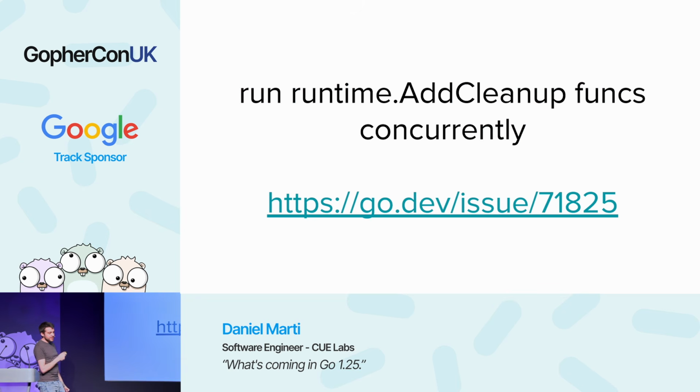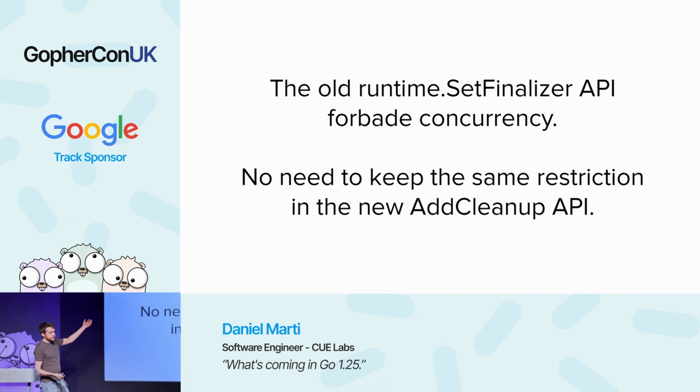Runtime.add cleanup now runs cleanup functions concurrently. And that basically means, like I mentioned before, if you add cleanup functions that run when an object is garbage collected, it used to be that they all run sequentially, but there's really no reason to do that. Now they run concurrently. And the reason this was sequential was because the old setFinalizer API was sequential. So this copied the same detail, but there's really no need to keep the same restriction. That's just historical for no reason.